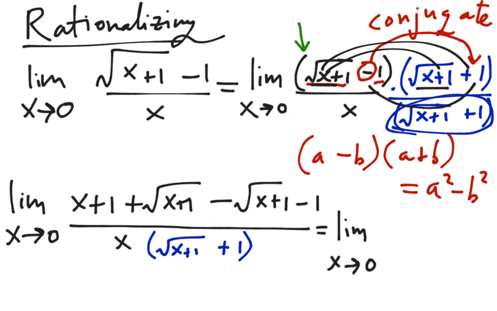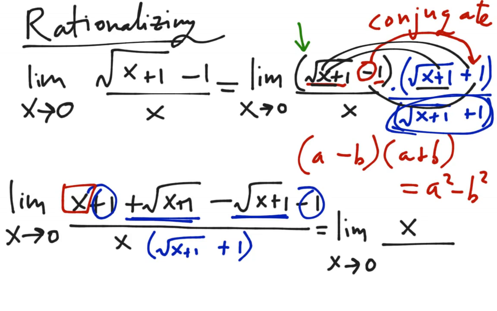Hey, as we cancel this, look what happens. We have a plus 1 and a minus 1. Those go away, and then this plus and this minus cancel out. And so all that we're left with on top is the x. So we have the limit of x divided by, on the bottom we have x and then the rest of the square root thing, keep it in blue, root x plus 1, and then a plus 1 at the end.